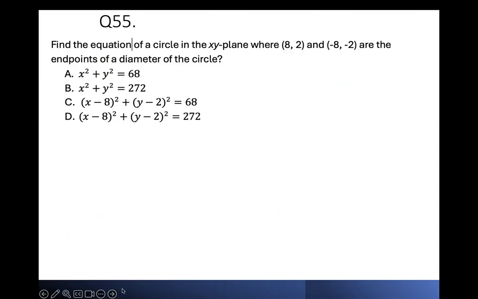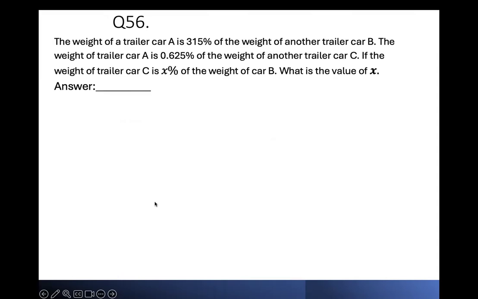Okay. My favorite calculation again, and I'll show you how to do them. I want you to master word problems. The weight of a trailer. So the weight of trailer A is what?